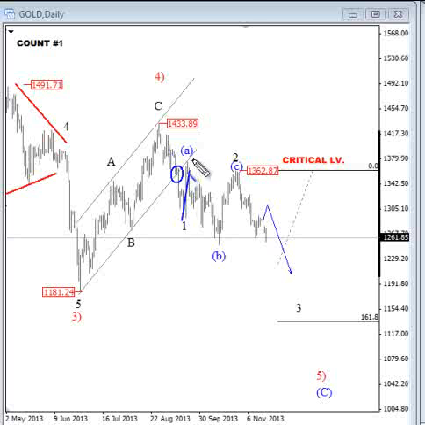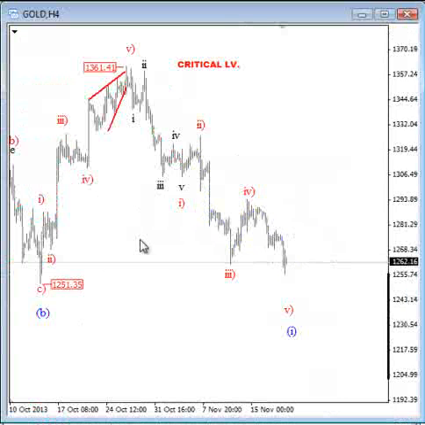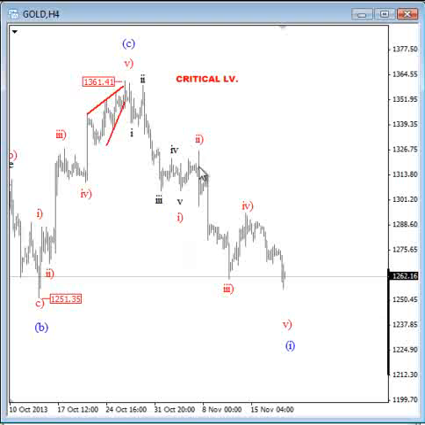As you know, we were tracking then this expanded, sorry, it's not an expanded flat in wave 2, but it's a running flat, because wave C, as you can see, did not move beyond this wave A swing high. So this is a running flat, but more importantly it is finished because of this recent fall, which unfolded in 5 waves.